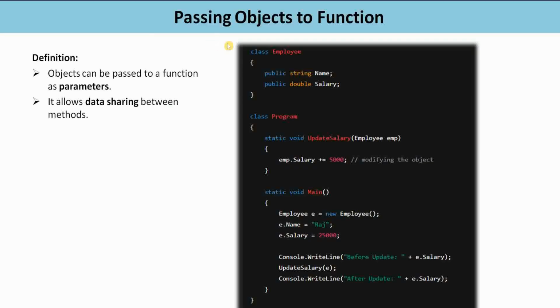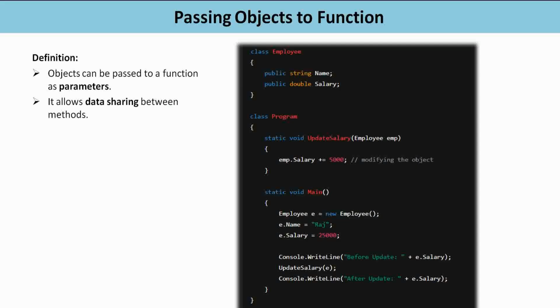Next topic is passing objects to functions. Objects can be passed to a function as parameters. So how can we pass objects as parameters? Through functions or through methods. It allows data sharing between methods, so we can share multiple data, meaning a bulk amount of data, through the methods.